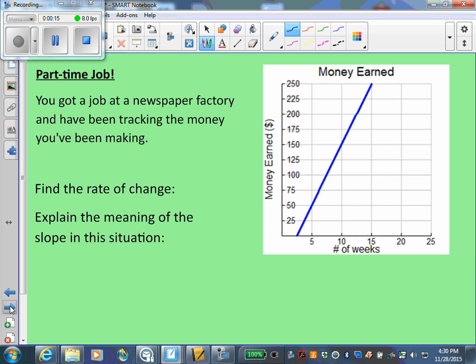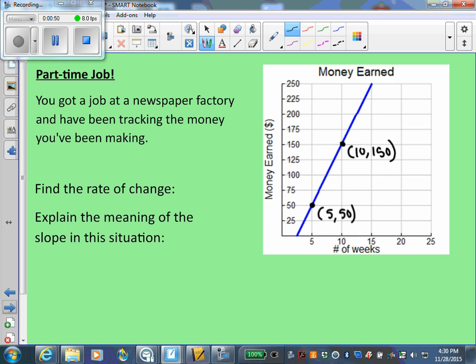Part-time job. You got a job at a newspaper factory and have been tracking the money you've been making. Find the rate of change. So we're going to use this graph. To find the rate of change or the slope from a graph, first we need to find 2 points on it. And we could pick any 2 points, but I always look for points that are really easy to identify. So right here is a nice point, and I'm going to label it. It's the point (5, 50). And another nice point is right here, which is the point (10, 150).